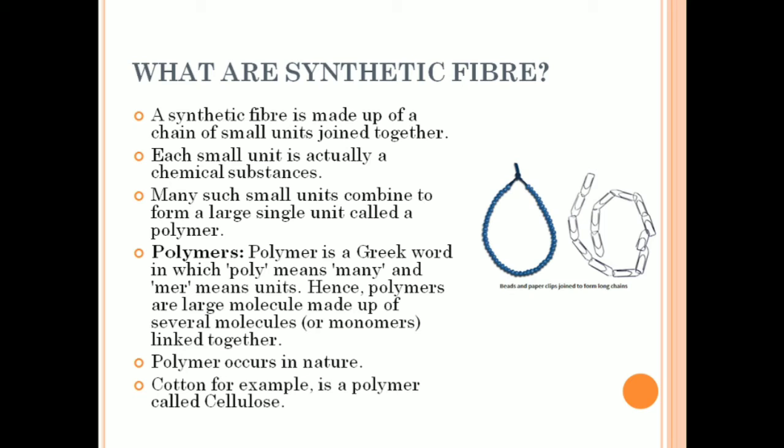Now the question is, where are polymers found? They are found in nature. They occur in nature. So let's see an example. Cotton, for example, is a polymer called cellulose. So cotton is an example which contains a polymer called cellulose. So I hope synthetic fiber is clear to you all.